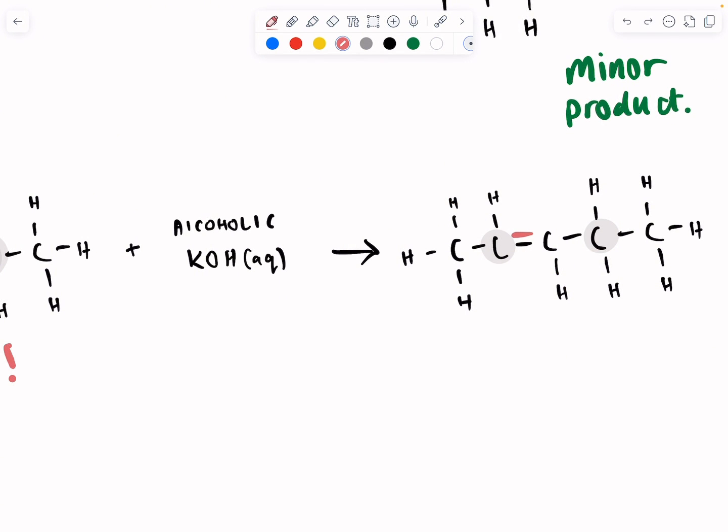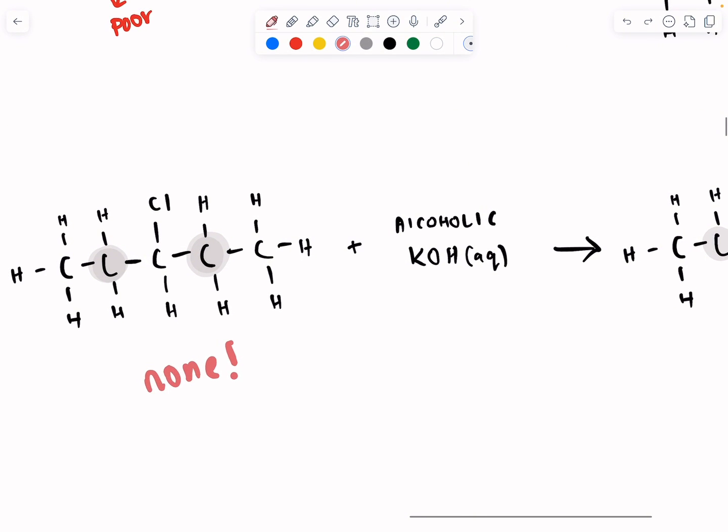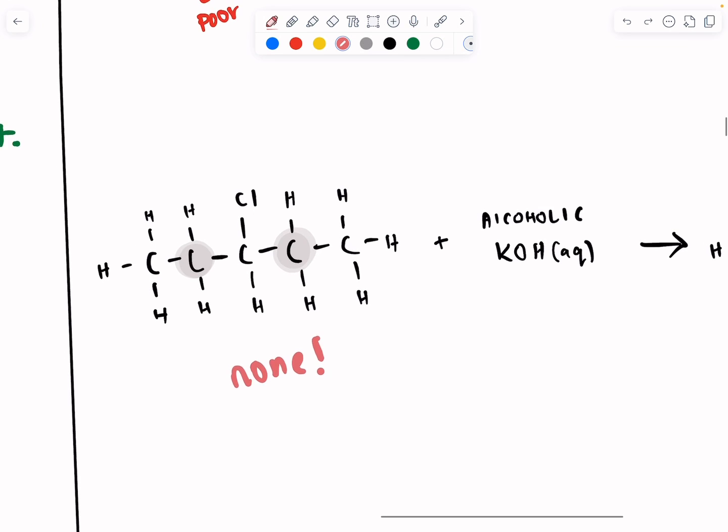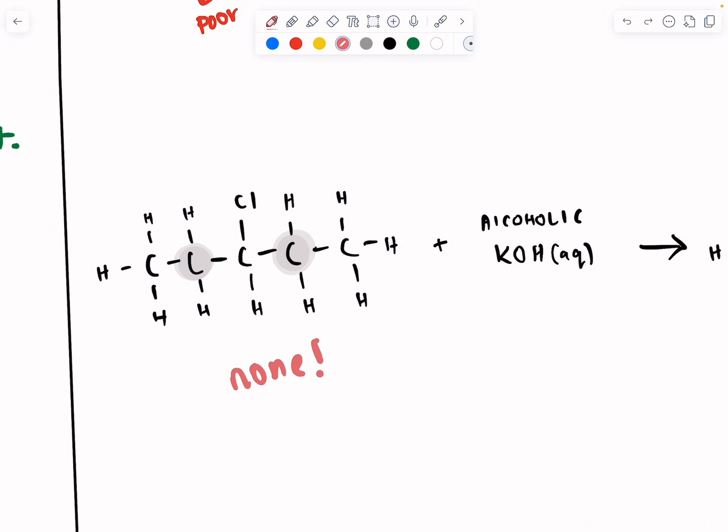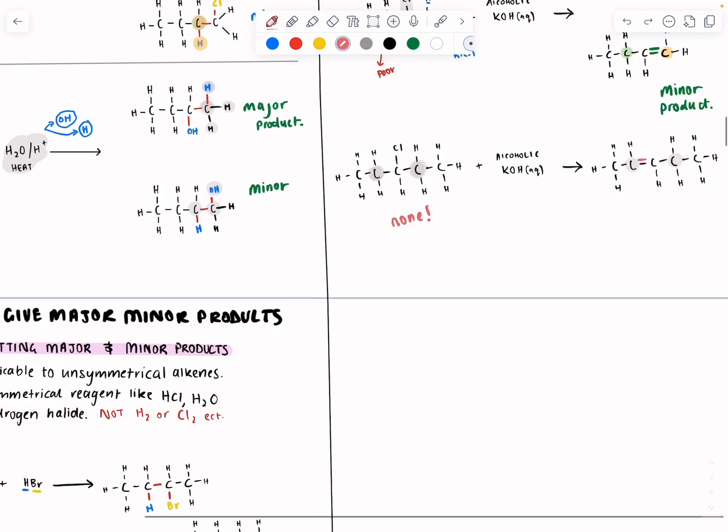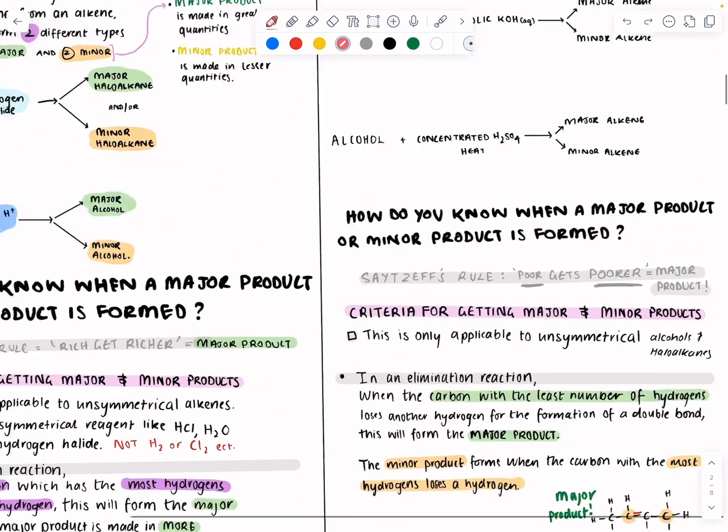We can just form two different isomers of one another, okay? And feel free to go ahead and draw that. But this is what happens when you react something that is symmetrical. You cannot actually get major or minor products. You can only get isomers, okay? And so that basically concludes this lesson.